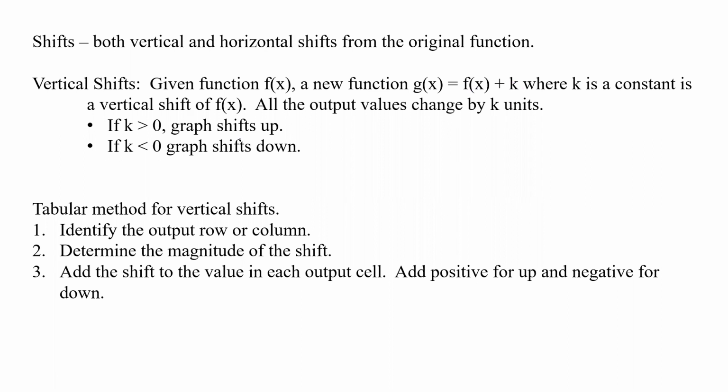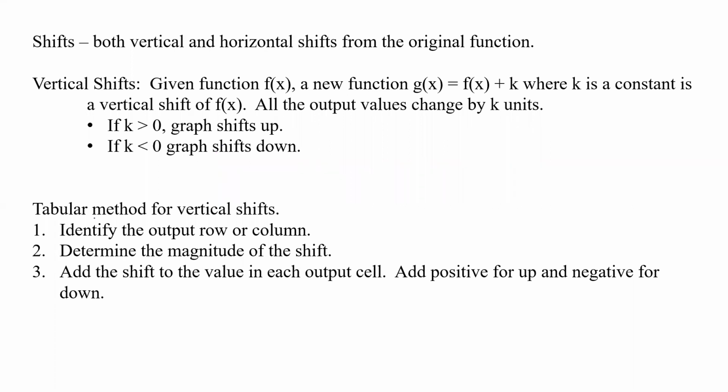Now, if k is greater than 0, like if we have a plus 5 here, that's going to be a graph shift up. It's going to move every point up 5 units. Now, if k is less than 0, say we have minus 2 here instead, then we're going to shift all the points down 2 units. And so then we'll have the whole graph shifted down 2.